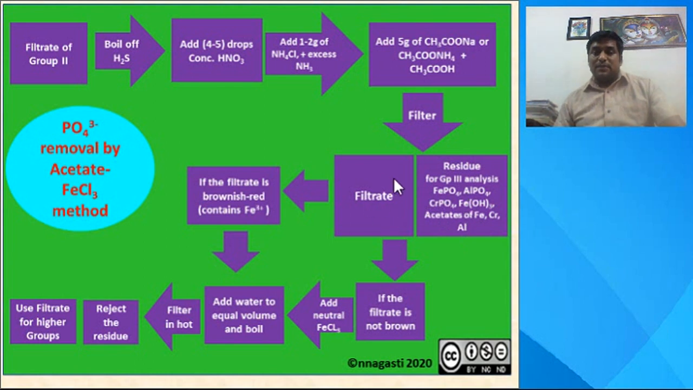So then filtrate contains the higher group cations. Now there are two possibilities. If the filtrate is brownish red, that means it contains iron, or if it is not containing iron, it will not look brown. So if the filtrate is not brown, add neutral ferric chloride and then equal volume of water and boil it. Then filter in hot condition. Reject the residue which you get, and the filtrate is now free from phosphates and third group cations. So this filtrate can be used for higher group analysis.